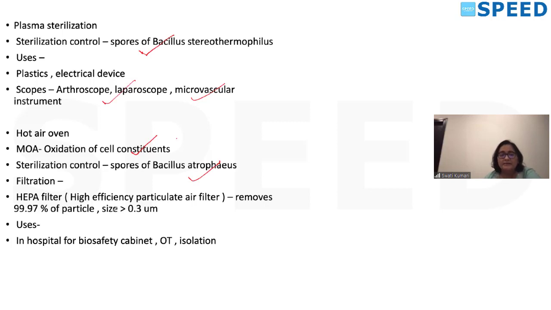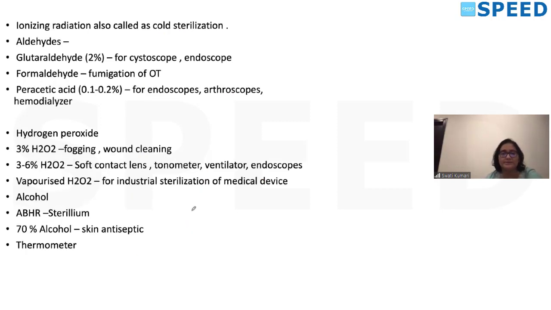And what is HEPA filter? Just remember, HEPA expansion is high efficiency particulate air filter, which removes 99.97% of particles. HEPA filter, which we use in ICUs and OTs, filters all particle sizes less than 0.3 micrometer. Isolation rooms also use HEPA filters. Now, sterilization by ionizing radiation is called cold sterilization, because we are not increasing the temperature.